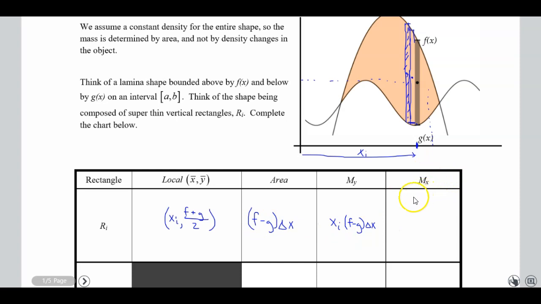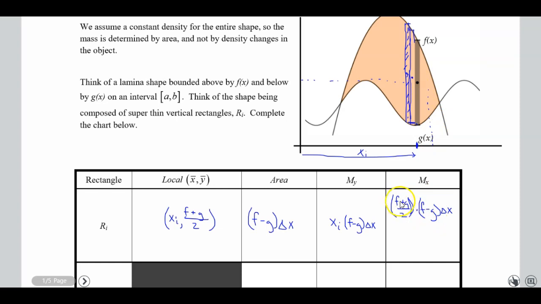So we're going to get, and I'm going to put that up here a little bit higher than the last one, this f plus g over 2, and then times this f minus g times delta x. So f minus g times my delta x. All right, and this should make sense in terms of what we've been doing, right? So we got this distance times this mass, and for mass we're using just area for those guys.